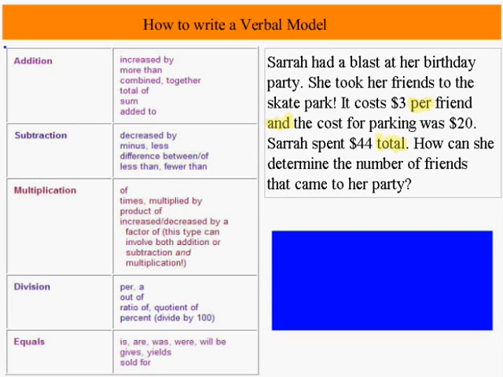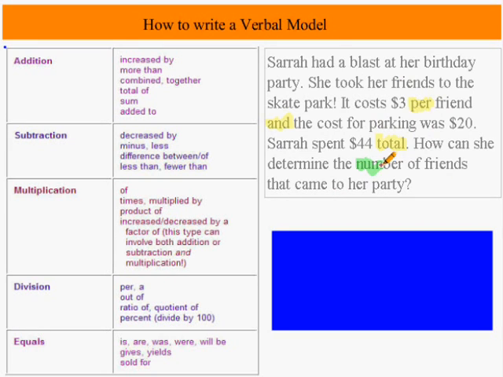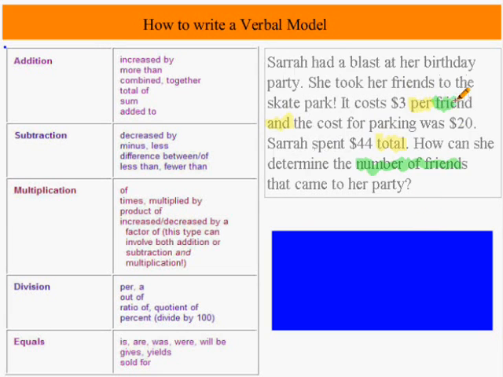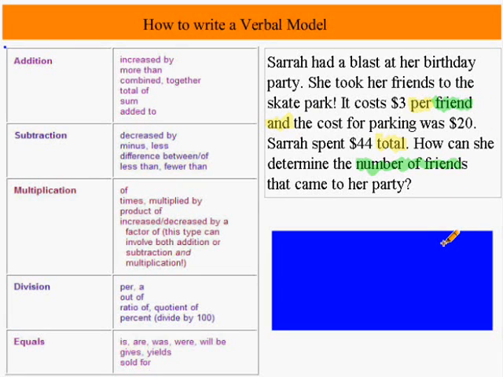Then we want to pay attention to, what are we looking for? What do we need to find with this problem? She needs to determine the number of friends that came to her party. So that's going to be our X. We need to know what friends are. We're looking for the number of friends.